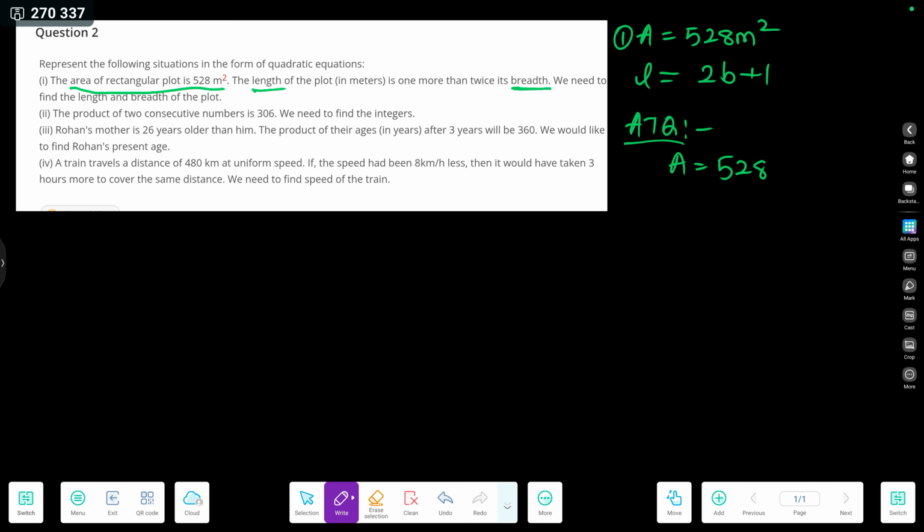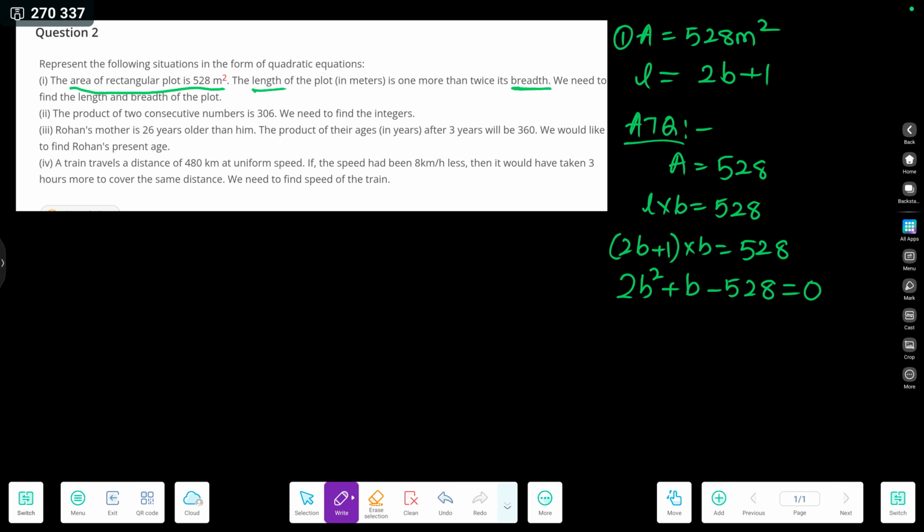The plot is in the form of a rectangle. So, what is the area of a rectangle? Length into breadth equals 528. What is length? (2b plus 1) into b equals 528. b into b is 2b square, plus b into 1, b, equals 528. Take this side, equals 0. Listen very carefully. A is 2, and here don't confuse, B is 1.